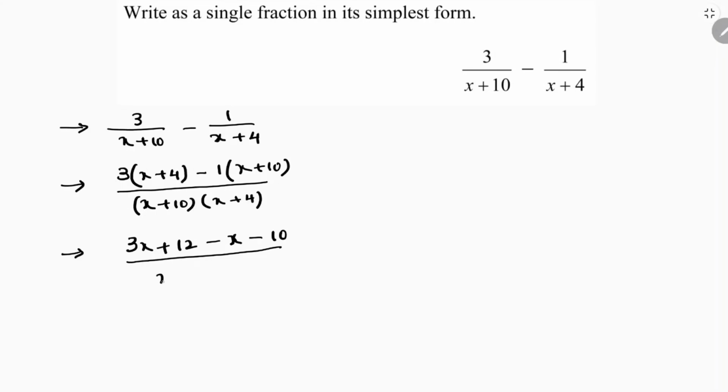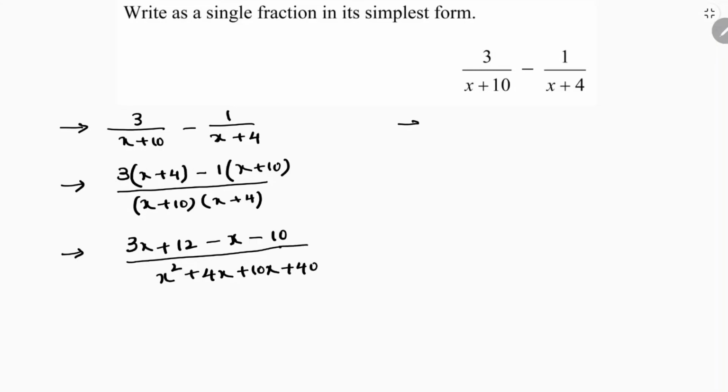So x into x is x square. Here I'll do this one. x into x, then x into 4. x into 4 is 4x. In the same way, 10 into x, 10 into 4. So plus 10x, 10 into 4, 40.